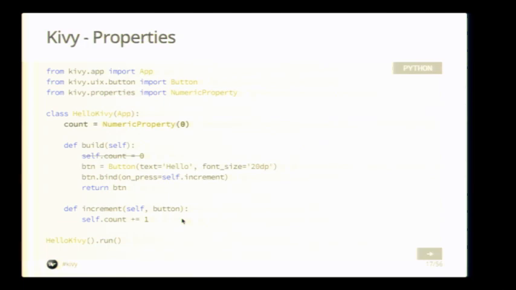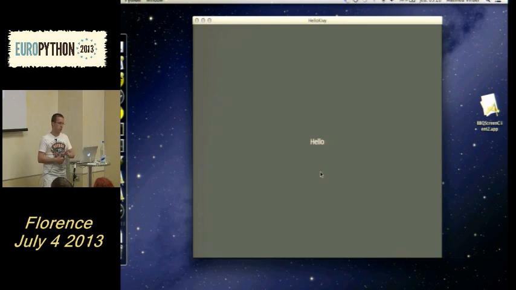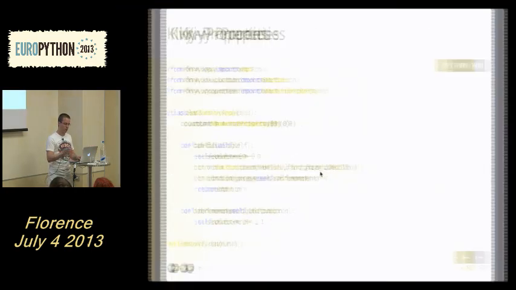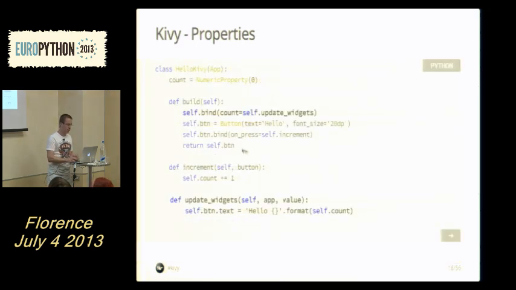All right, let's test. I'm clicking, yes. The numeric property is correctly incrementing, but I don't update the UI from the change of my property. So I need to bind to it. That's the next step. The next step is here.